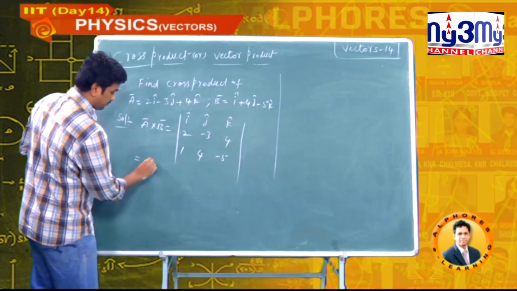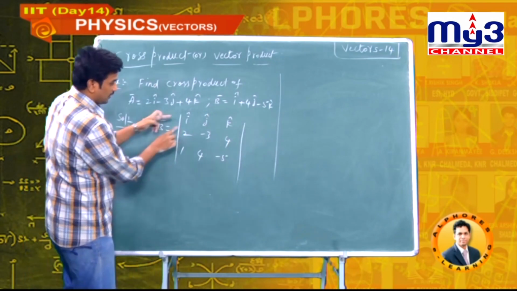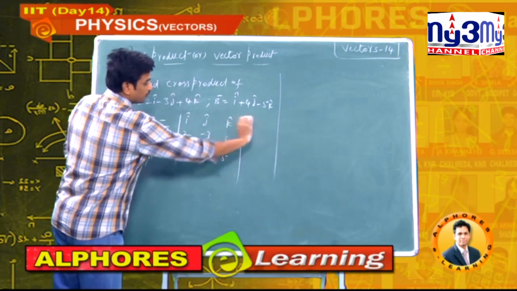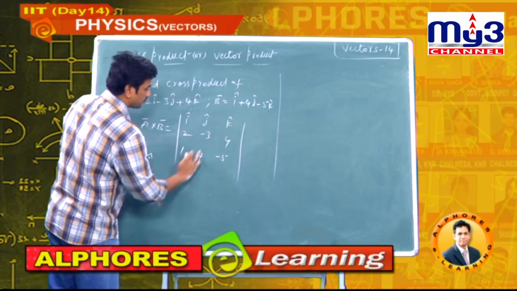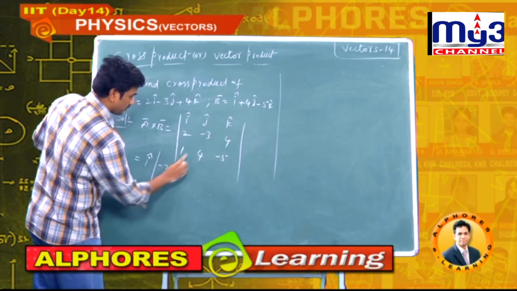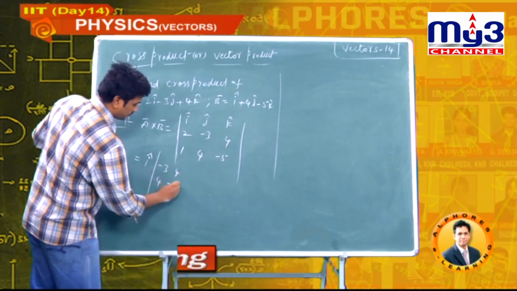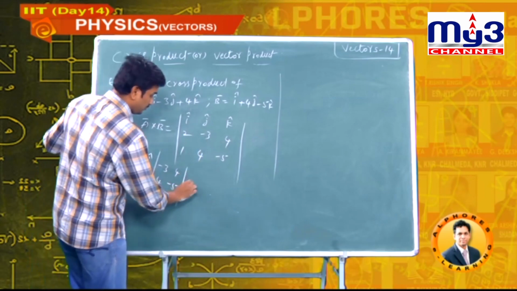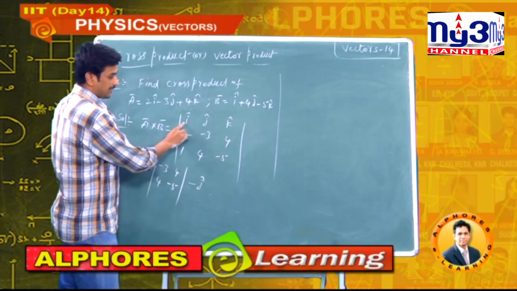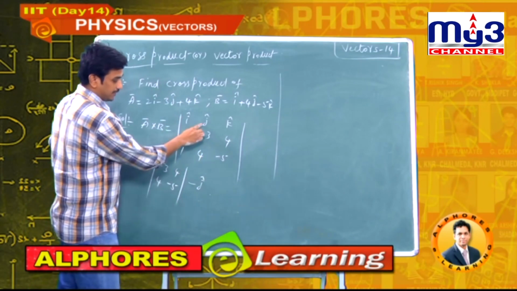First write I cap. For I cap, forget about this column and row. Now the remaining part is this only, no? Modulus minus 3, 4, 4 minus 5. After that, plus I cap, minus j cap. Plus I, and after completing that, minus j.